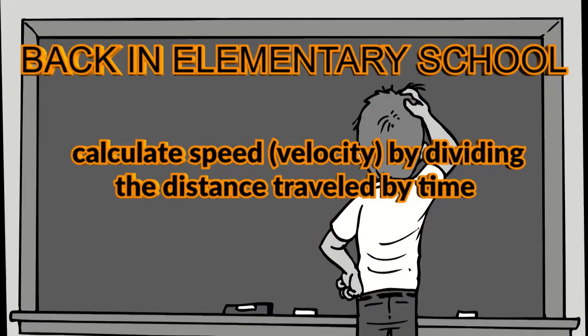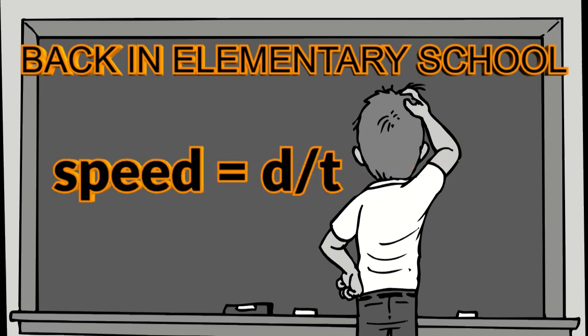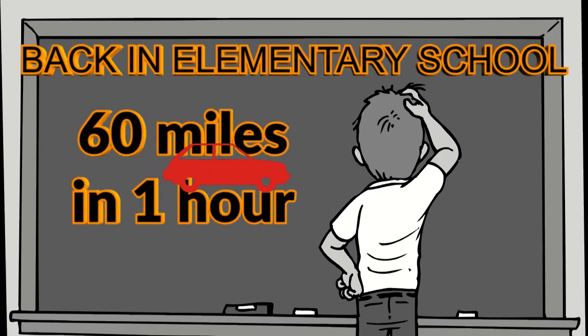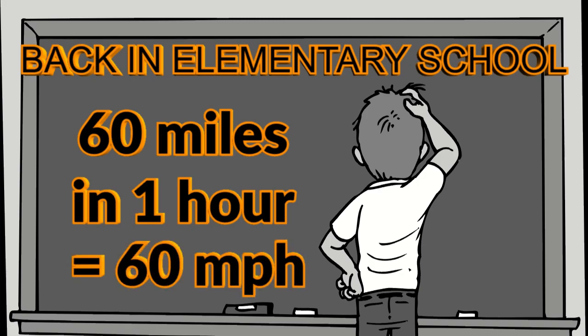Back in elementary school, we learned how to calculate speed or velocity by dividing the distance traveled by the time. Speed equals d divided by t. An example would be a car moving 60 miles in 1 hour. The speed equals 60 divided by 1. The speed equals 60 miles per hour.